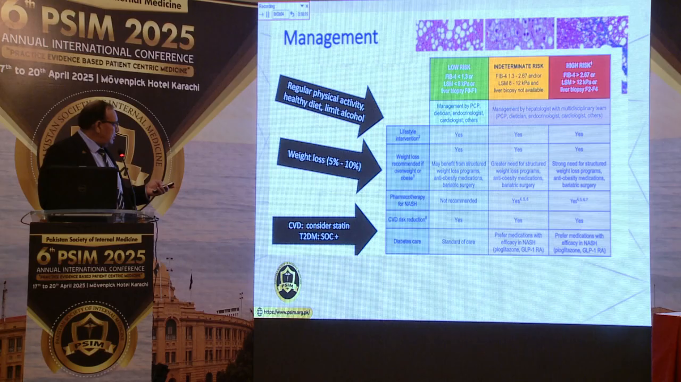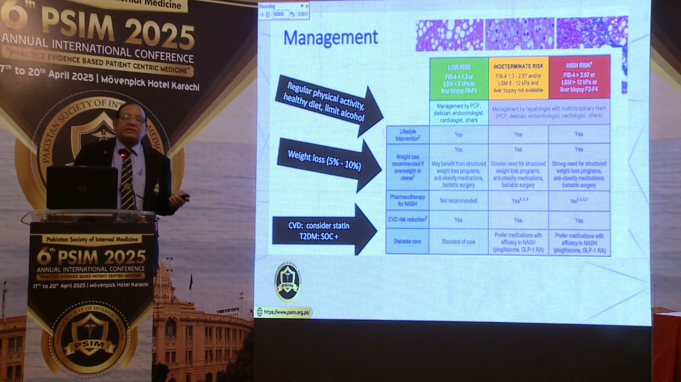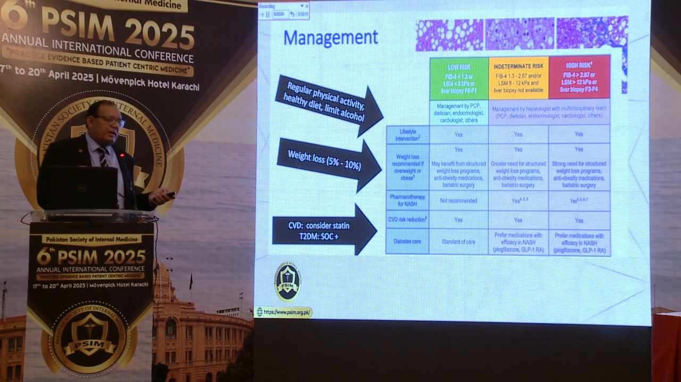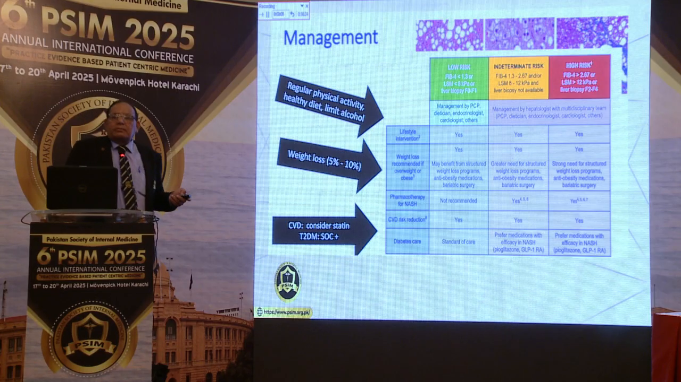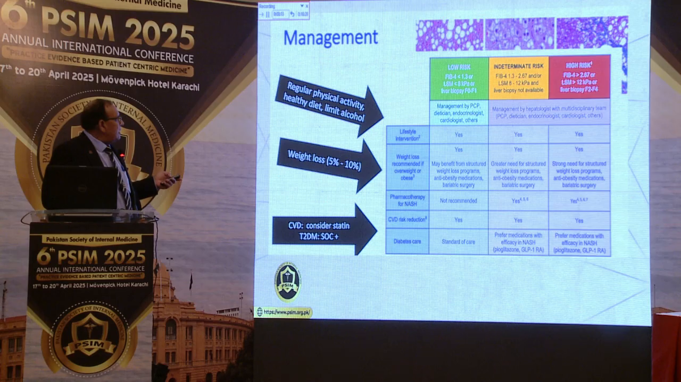So this is about the treatment plan. First of all, we have to identify the high-risk patient, then do the workup. Now if we are able to categorize the patient as low risk or intermediate risk, then we'll have to do lifestyle changes. This is low risk, intermediate risk, and high risk. We'll have to do lifestyle changes for everyone, and then weight loss for almost everyone, healthy lifestyle.